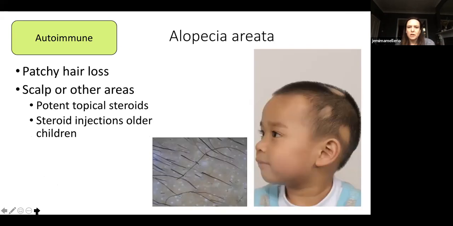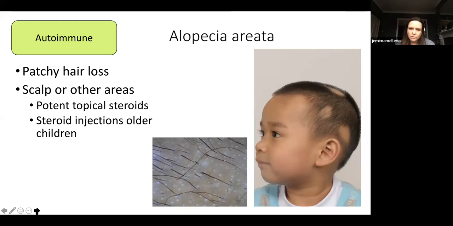Alopecia areata is another very common condition that we see in our paediatric clinics. So patchy hair loss, unlike the tinea, this isn't scaly, there's no scale at all. And it usually affects the scalp, but it might affect other areas, for example, the eyebrows or the eyelashes. And the treatment would be with potent topical steroids. Usually in older children that could tolerate intralesional steroid injections, that would be another option.